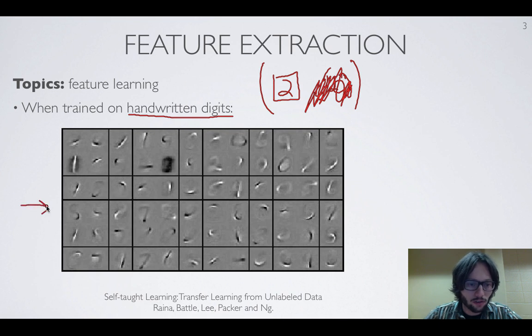We have an illustration here of the types of features we would get. Each little square here, that's a square, that's another square, and so on, is a visualization of one atom in my dictionary matrix, one column. I can visualize it because each atom is a vector the same size as the input. And because the input is an image, I can just reshape my vector into the shape of an image. In the visualization, if the pixel is gray, it means that the value of the vector for that pixel is 0. If it's white, it's positive, and if it's black, it's negative.